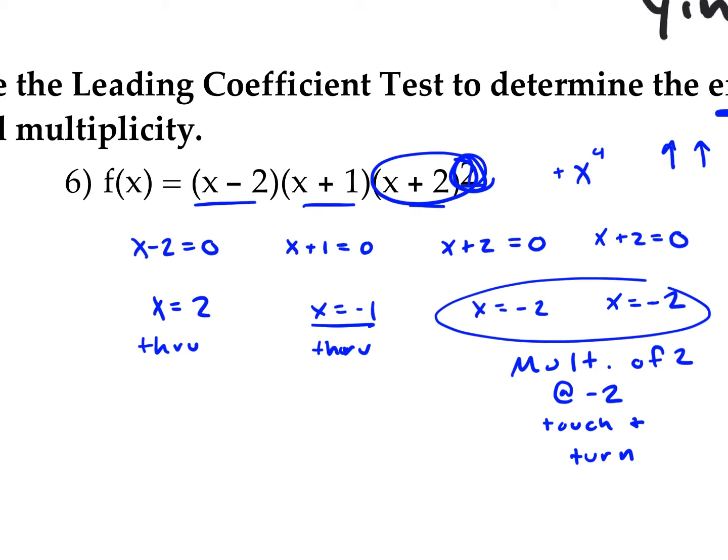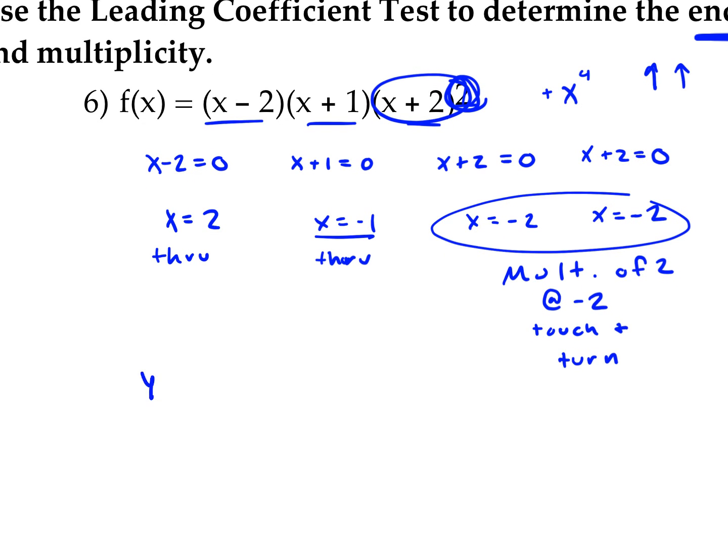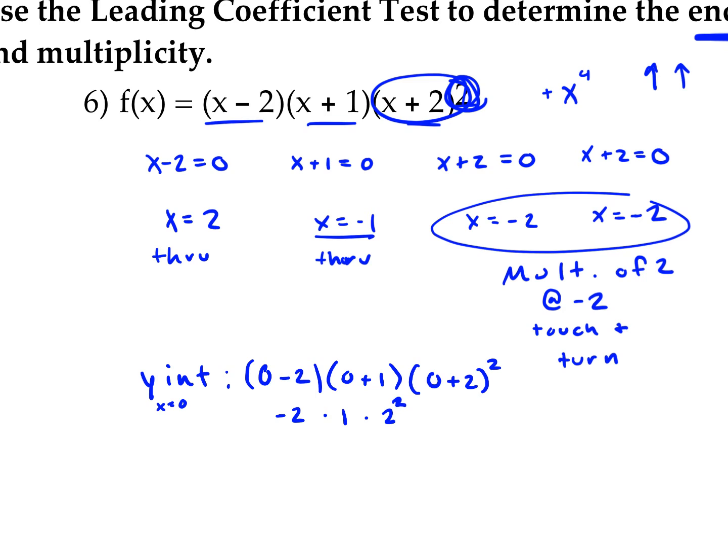All right, let's find our y-intercept too. So to find the y-intercept, we plug in 0 for x. So it would be 0 minus 2, 0 plus 1, 0 plus 2 squared. So this would be negative 2 times 1 times 2 squared. So negative 2 times 1 times 4, which would be negative 8. So how would we write our y-intercept? 0, negative 8.